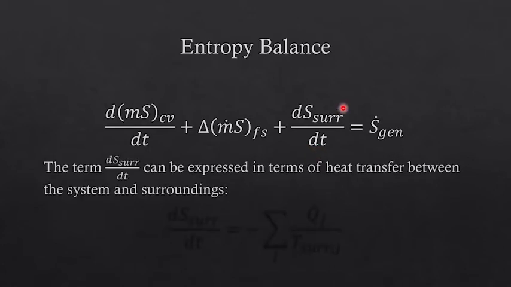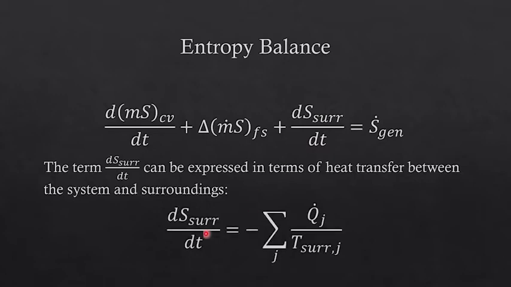The third term in the left-hand side of the equation can be expressed in terms of heat transfer between the system and the surroundings through this equation. The rate of change of the entropy of the surroundings is equal to the negative of the summation of all heat transfer terms divided by the temperature of the surrounding.